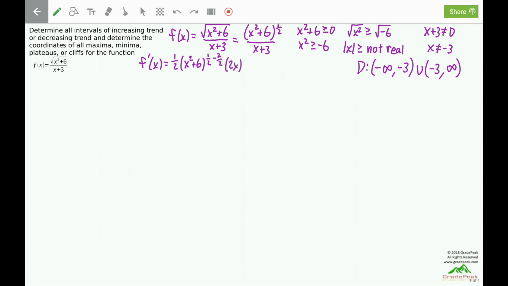All that is the derivative of the numerator times the denominator left alone, minus the numerator left alone times the derivative of the denominator, which is a 1, and then the entire thing over the denominator squared.